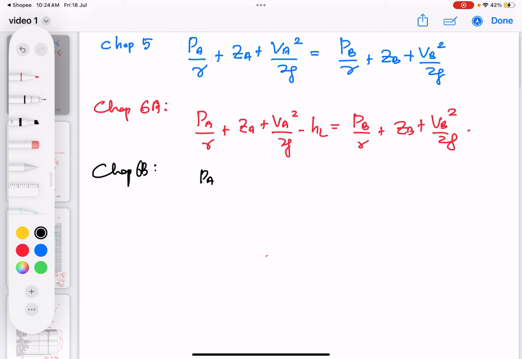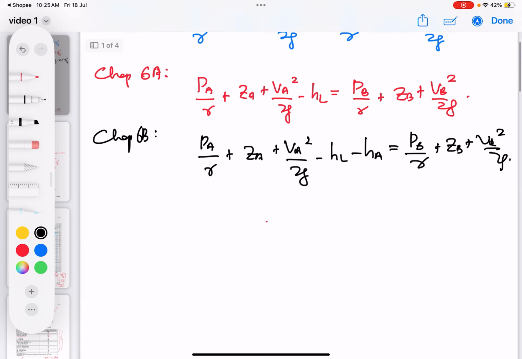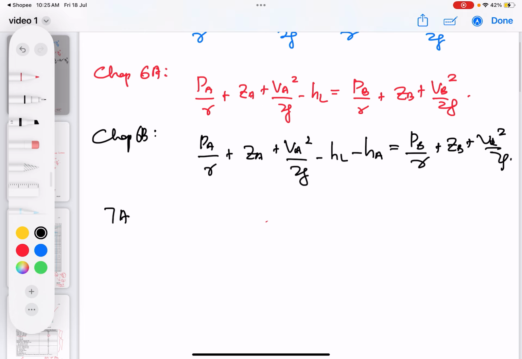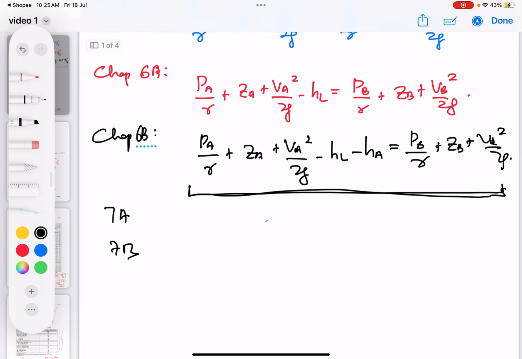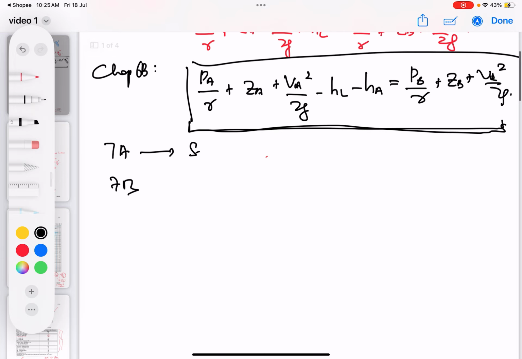So now in chapter number 6, we have another term added into the equation, meaning that we're going to have minus HL minus HA equals PB over gamma plus ZB plus VB squared over 2G. And then for chapters 7A and 7B, the question is all about this full equation, meaning we have the full piping system, and you have to apply all these equations to solve for either chapter 7A, which is the serial pipeline, or 7B, which is the parallel pipeline.